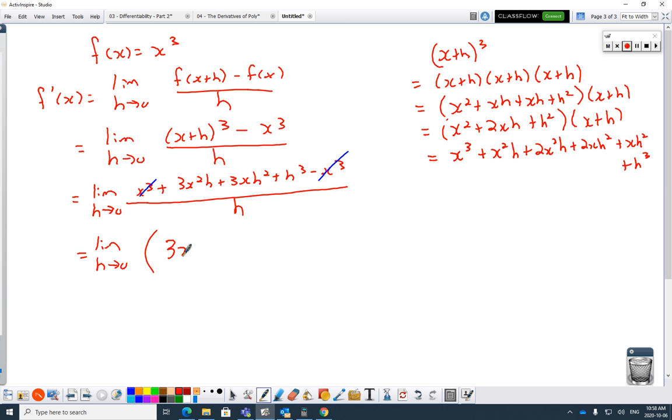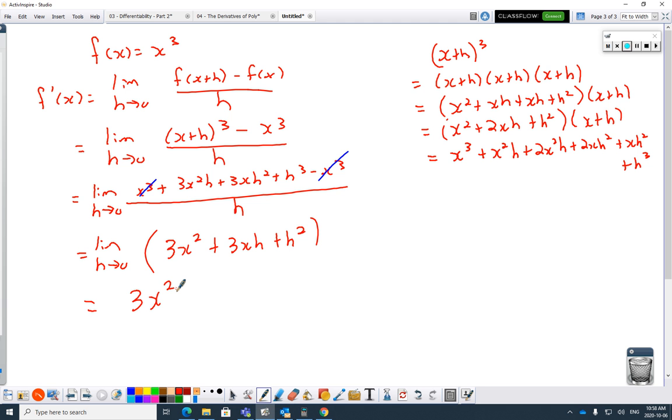Divide them all by h: 3x squared plus 3xh plus h squared. 3x squared, 3xh, h squared. Now I can sub in h equals 0, and I get my answer of 3x squared. Apparently, if you want to find the slope of x cubed anywhere, you just go 3 times whatever x value you have squared, and that'll give you the derivative. Apparently, it's that simple.